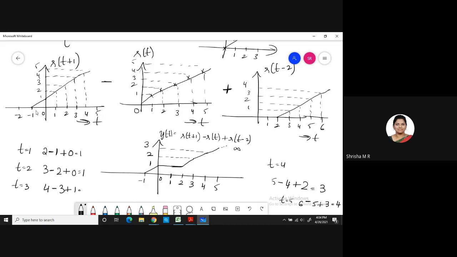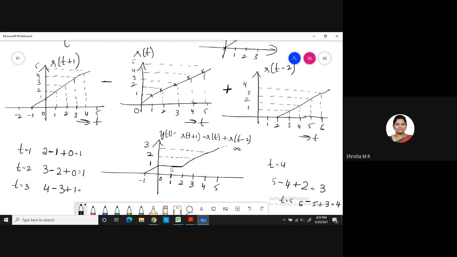From minus 1 to 0, we just have a ramp here, and nothing in the others, so we have the same thing from minus 1 to 0. At 1, see what we have. At 1 here, the amplitude is 2. At 1 in this signal, the amplitude is 1, and at 1 in this signal, the amplitude is 0. So 2 minus 1 plus 0 is 1. At instant 1, it will be 1.